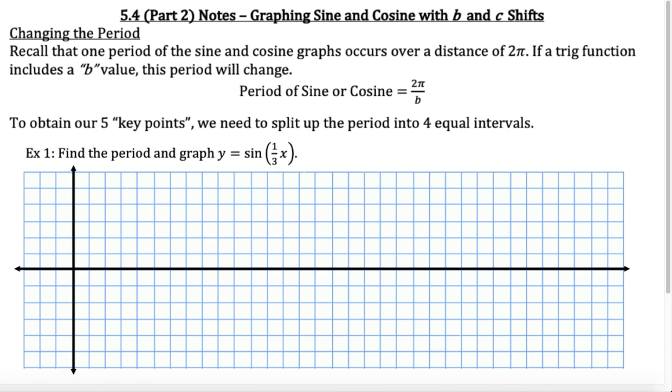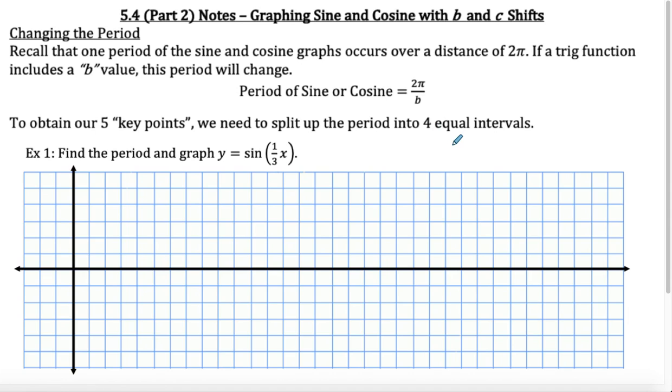If we look at a B shift, that is changing the period. If you remember, we talked about one period of sine and cosine occurring over a distance of 2 pi, from 0 to 2 pi. If a trig function has a b value, the period will change, and the way that we calculate our new period is this: we just take 2 pi divided by whatever the b value is. Then to obtain our 5 key points, we would split up our new interval into 4 equal subintervals. So let's look at an example of what I mean here.